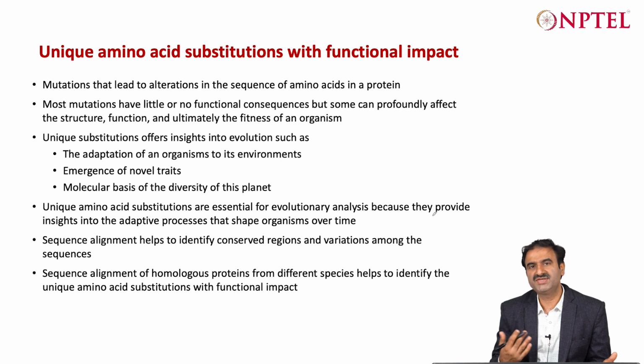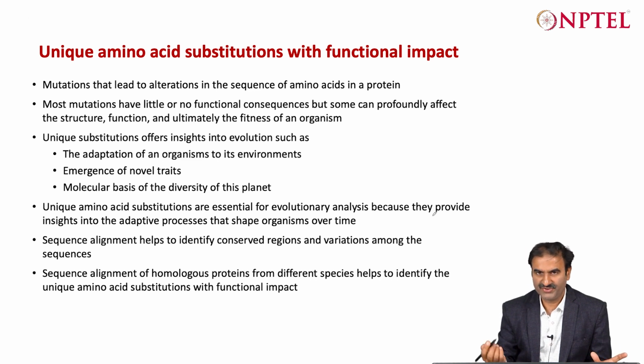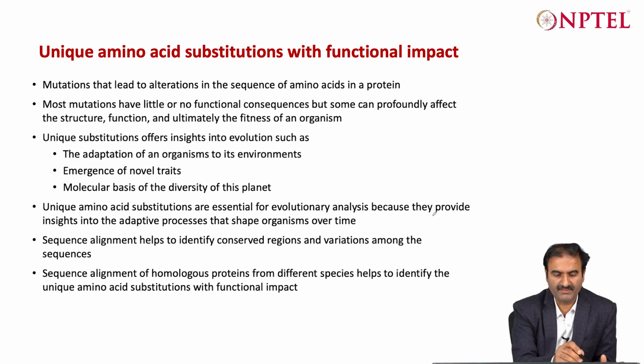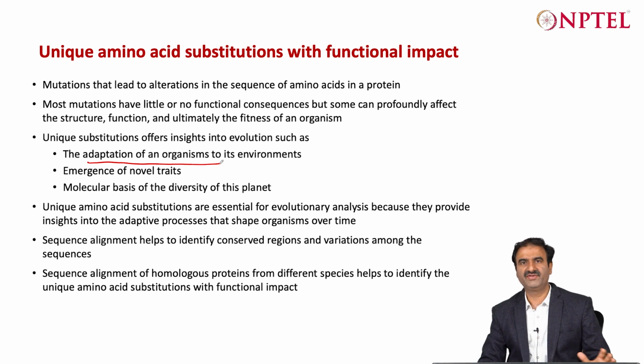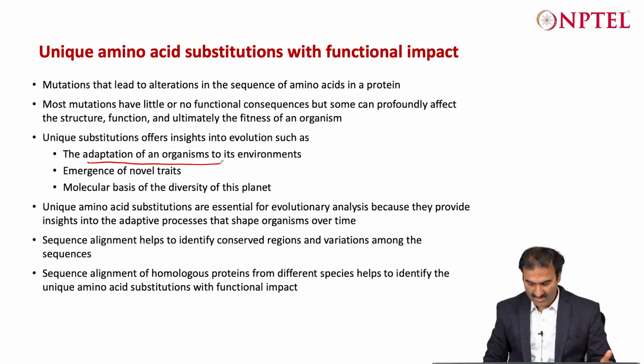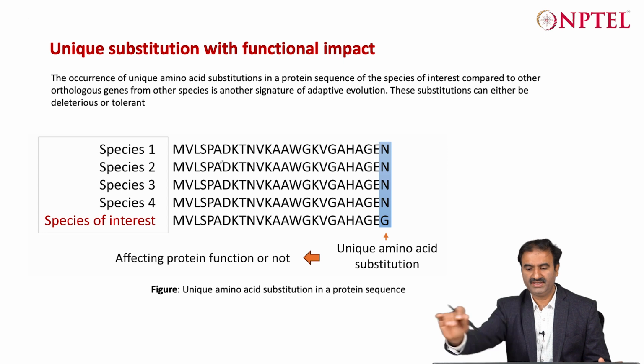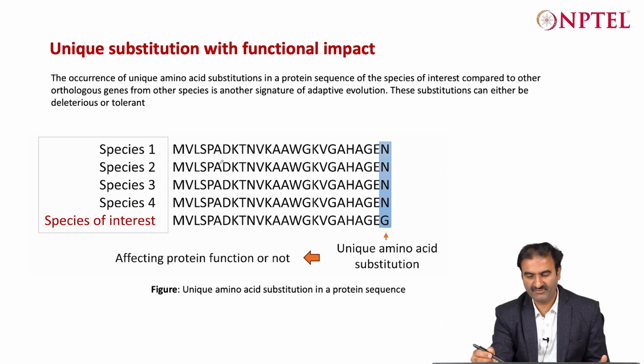So it is not a change without an impact, but a change which is leading to some kind of positive impact. Okay, so those kind of mutations that happen in a protein are determined using the unique amino substitutions, and those amino substitutions also tell that basically those might have happened to make the organism more adaptable to the environment, for the emergence of novel traits, and basically this is the basis of the diversity that we observe on this planet.